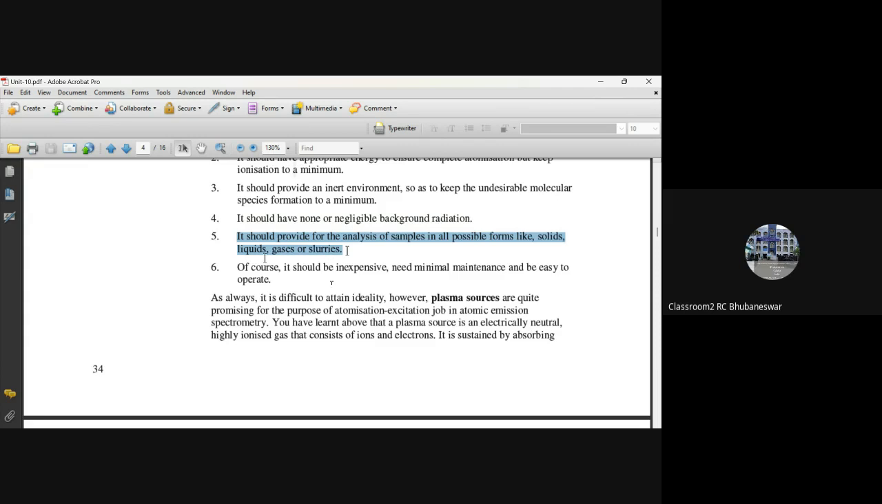If you are putting in energy, all of these will be converted into the vapor state, and then atomization will happen. Of course, it should be inexpensive. That is the most desirable condition. It should be inexpensive, need minimal maintenance, and be easy to operate.